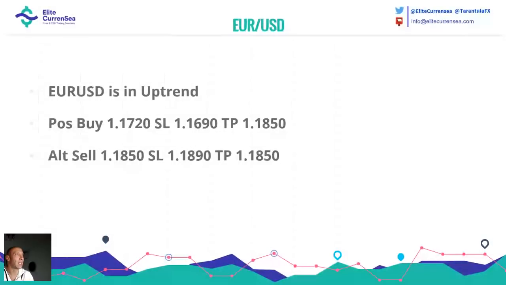Okay, now let's see setups for today, tomorrow, and early Wednesday, whenever they happen. Euro dollar uptrend: 1720 was a positional buy, stop loss 1690, TP 1850. Sell can happen around 1850, stop loss 1890, TP 1720. And this is how it looks, guys.